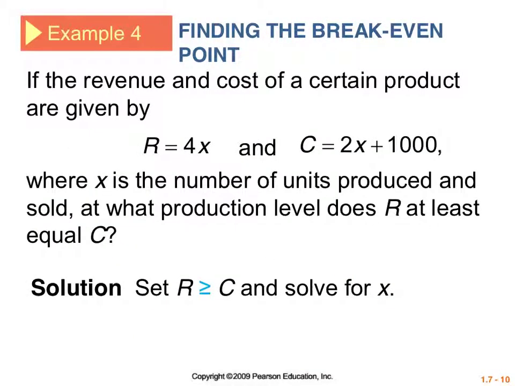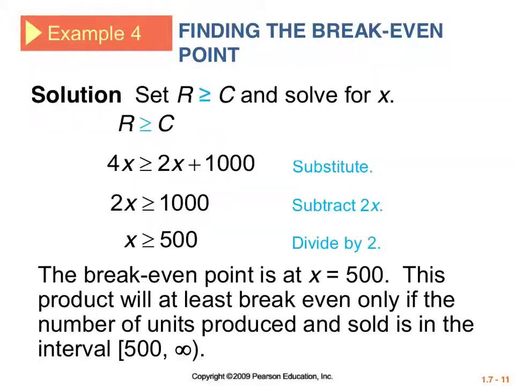Next we've got a word problem situation here. It says if the revenue and cost of a certain product are given by R equals 4x and C equals 2x plus 1,000, where x is the number of units produced and sold, at what production level does R at least equal C? So for R to be at least equal to C, I would have to have R be greater than or equal to C. And so what I'm going to do is take 4x and make it greater than or equal to 2x plus 1,000, and then solve this inequality for x.